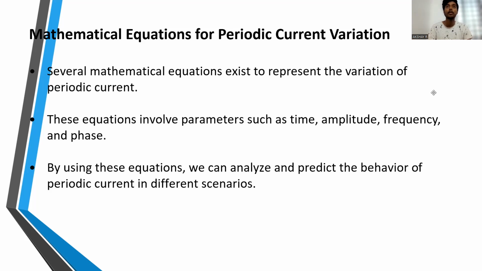By using these equations, we can analyze and predict the behavior of periodic current in different scenarios. These equations involve parameters such as time, amplitude, frequency, and phase. So this was the mathematical equation. It involves sub-equations, which I have mentioned here. And by using this equation, we can analyze and predict the behavior of periodic current in different scenarios. So this was related to the mathematical equation. That's what we learned.